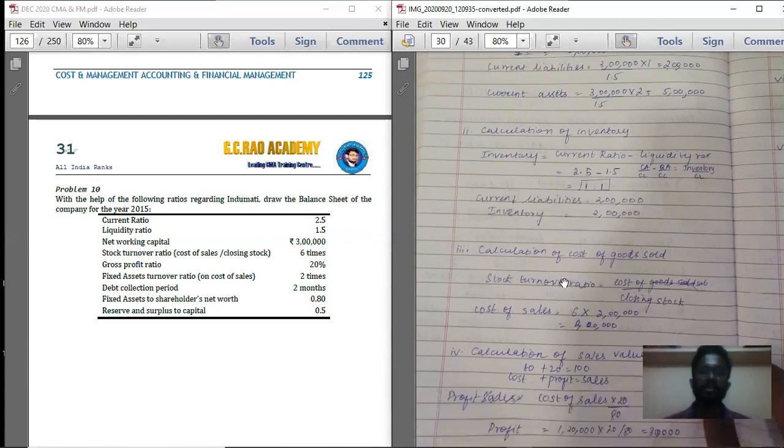So below that, point number 3. Now we know inventory. Using this, we can find the cost of sales. So below that, point number 3, calculation of cost of goods sold.